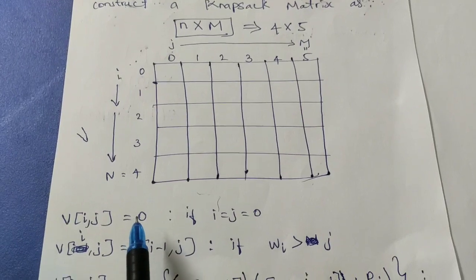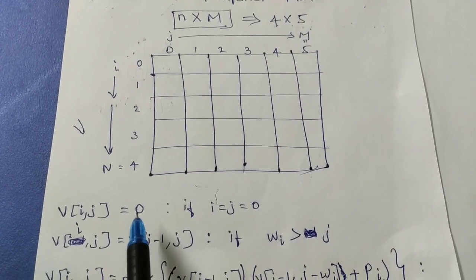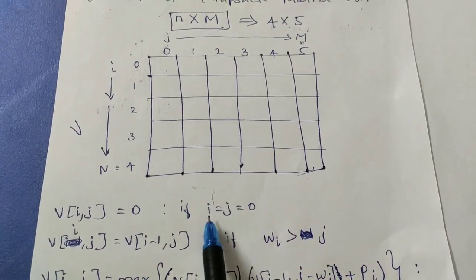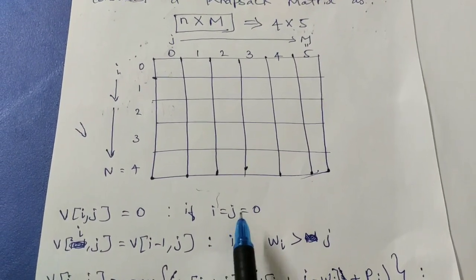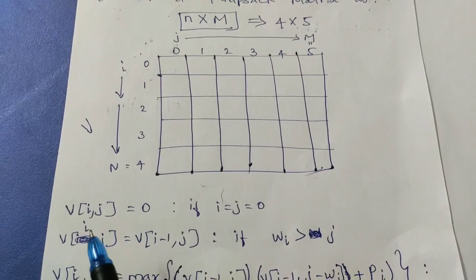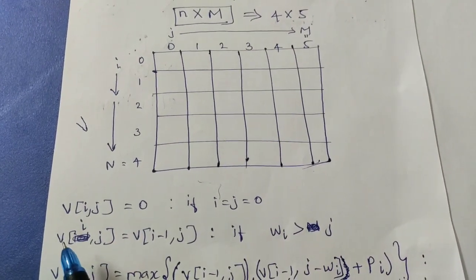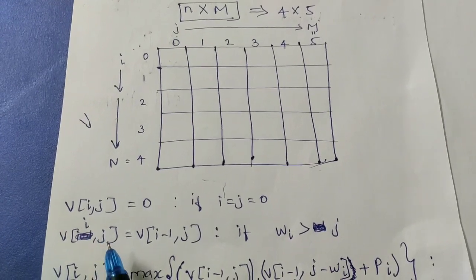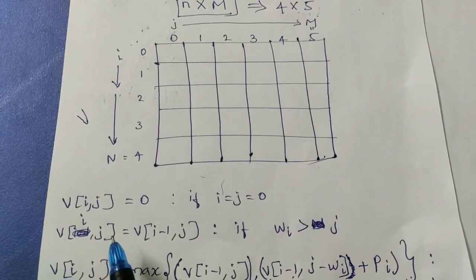It should be initialized or set with a value 0 if row value is 0 or column value is 0. This is the first formula. Second formula is V of I comma j, where I is a row number and j is a column number.